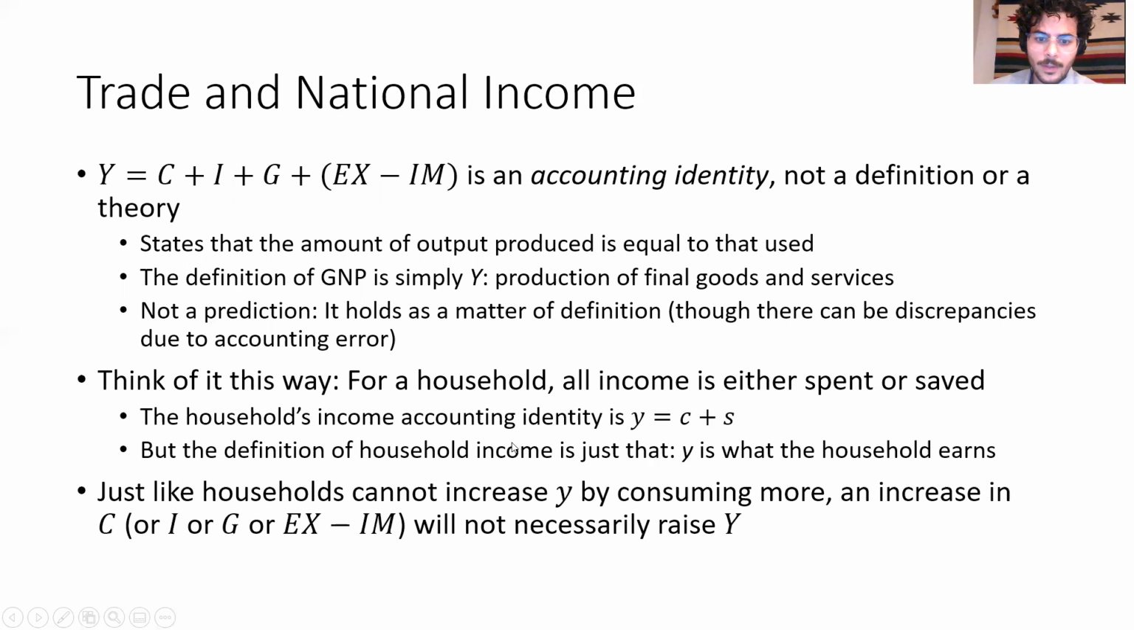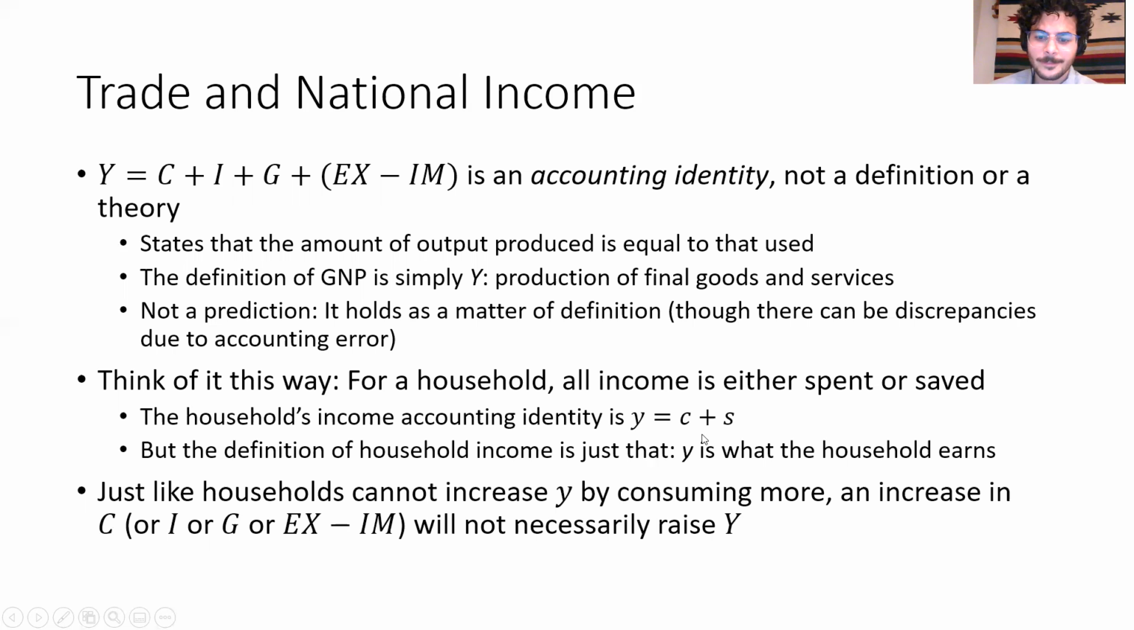But the definition of household income is just Y, whatever the household earns. And that means that, fairly intuitively, if a household just increases its consumption, its income isn't going to automatically increase. It would have to be offset by lower savings.